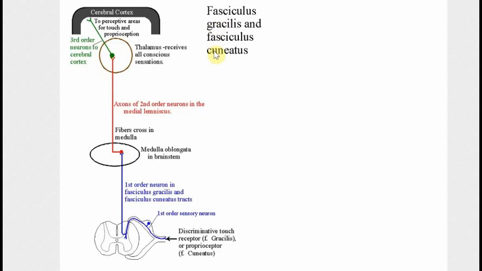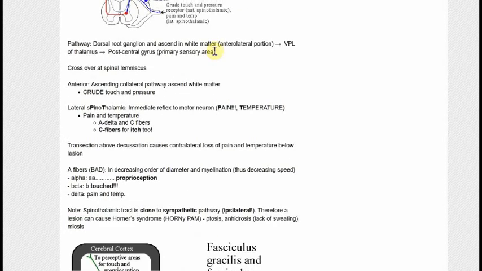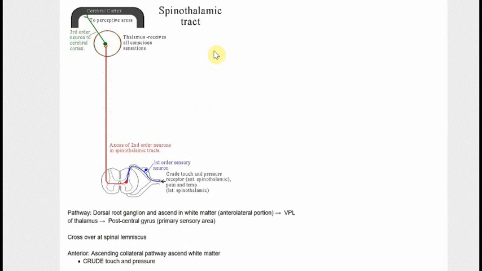And lastly, the spinothalamic tract. The spinothalamic tract is divided into the anterior and lateral tracts. But first of all, the anterior is more of crude touch and pressure, and for the lateral spinothalamic, I remember this by P. P is pain, T is for temperature.